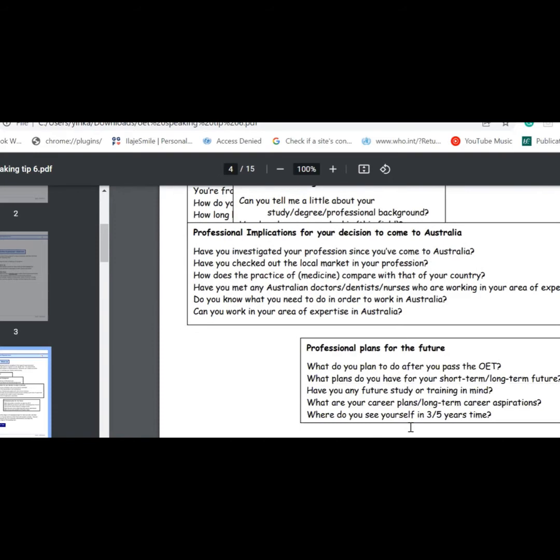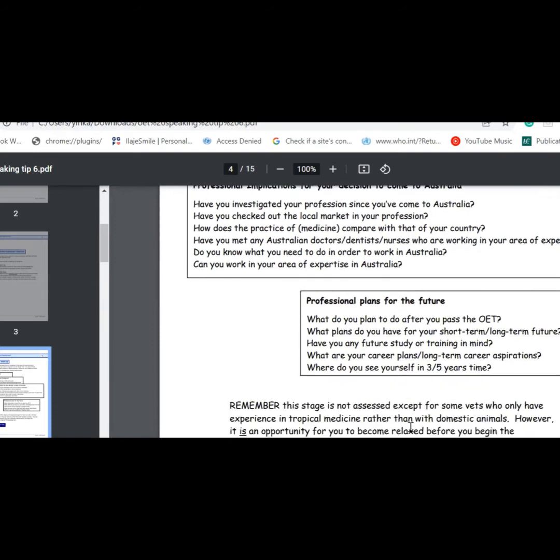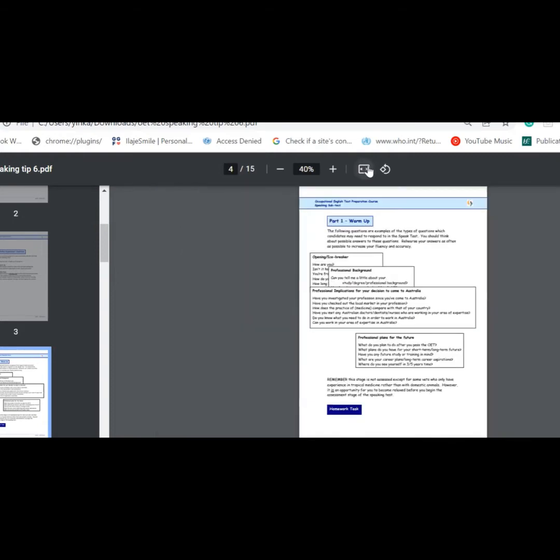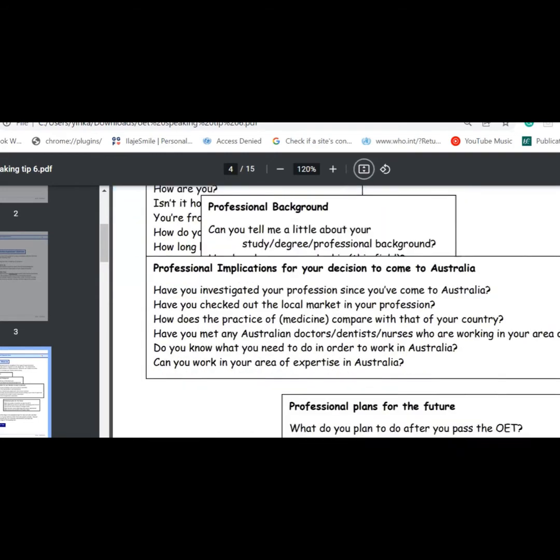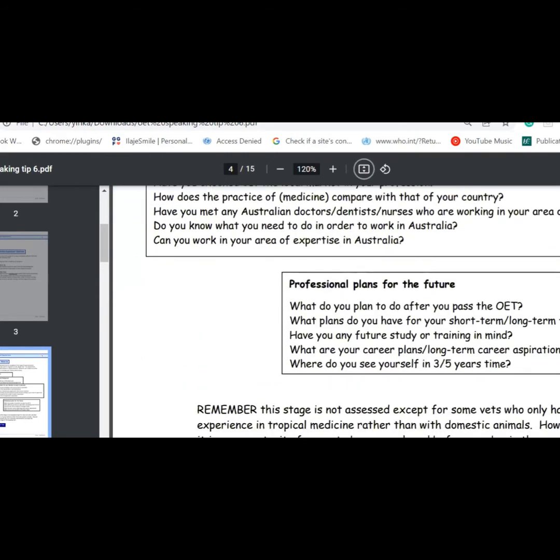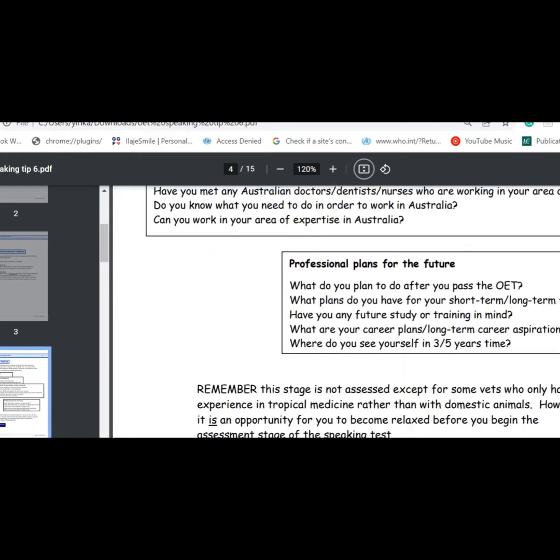They can ask you things about your professional plans for the future. So they can ask you about your professional plan for the future: what do you want to use OET for? Have you any plan to study further, and things like that?